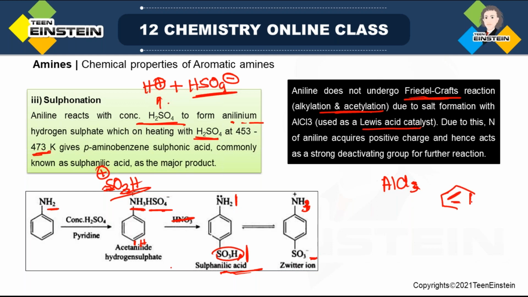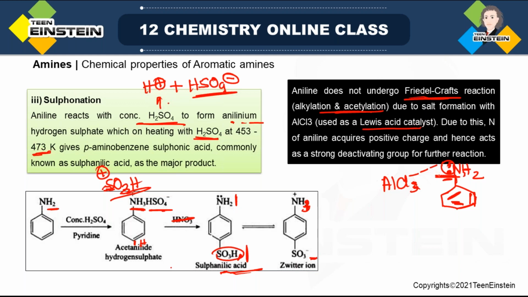Lewis acid means it is electron deficient itself. That means this type of molecule will be attracted towards electron dense region. And in aniline, this lone pair which is present over N, that is the electron dense region. So obviously there will be some interaction. And this lone pair of nitrogen will be donated towards AlCl3 because it is Lewis acid catalyst. It is Lewis acid, that means its octet is not complete. It has some tendency to capture electron density. So now this lone pair will be donated and as a result there will be some positive charge over nitrogen.